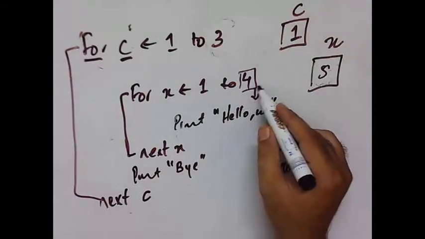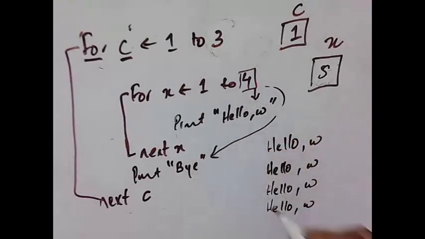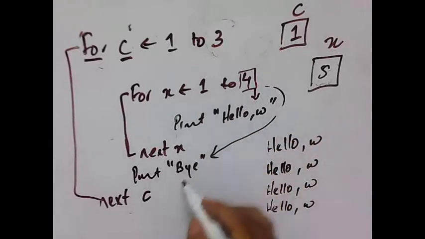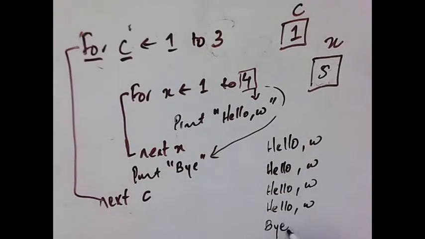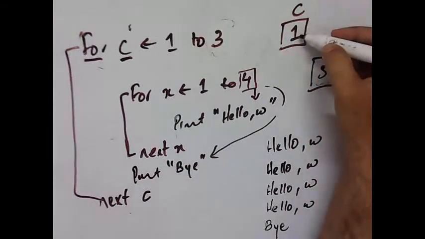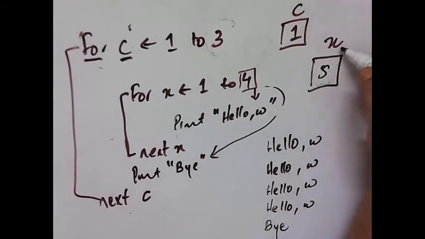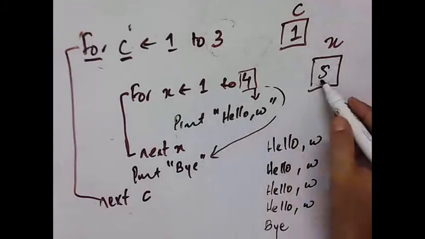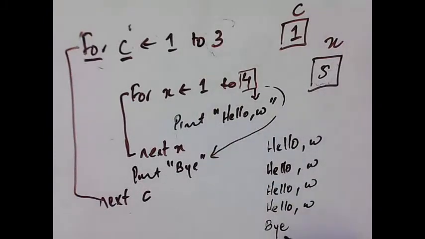It is going to jump outside it right after the next x statement, and it is going to encounter this print by statement. It will display by on the screen. All the while the value of c is still 1, and the value of x has started off from 1 and it has gone up till 5. So by, and after by it encounters next c.